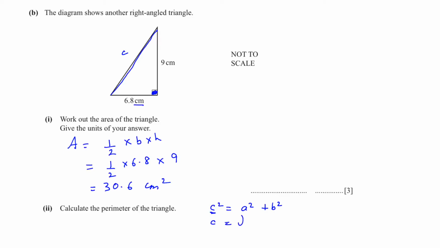Therefore, C is equal to square root. We don't want C square, we want C. The square, it moves to the other side, will become a square root. And you write in the values. So 6.8 square plus 9 square will give us 11.28. We can round it to one decimal place, so 11.3. Now to find the perimeter, we just have to add all the three sides that we have. This is 11.3. So 11.3 plus 6.8 plus 9. And we will get 27.1 centimeter.